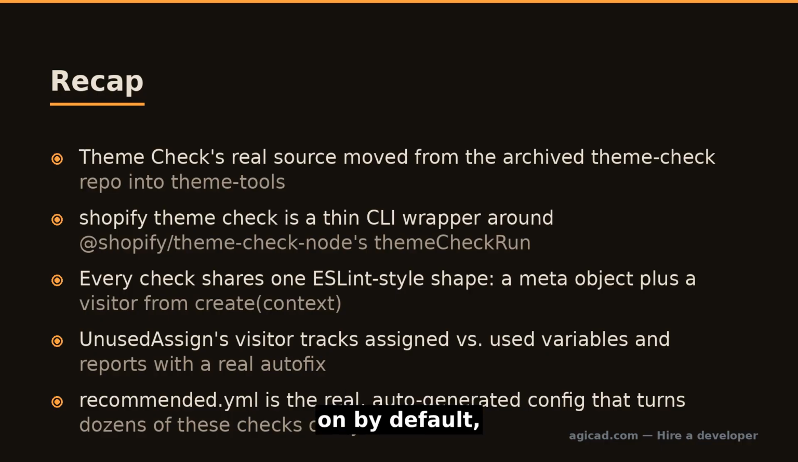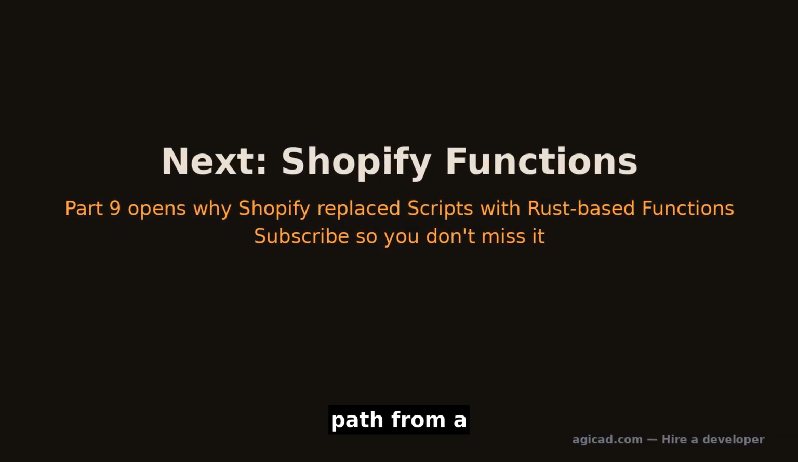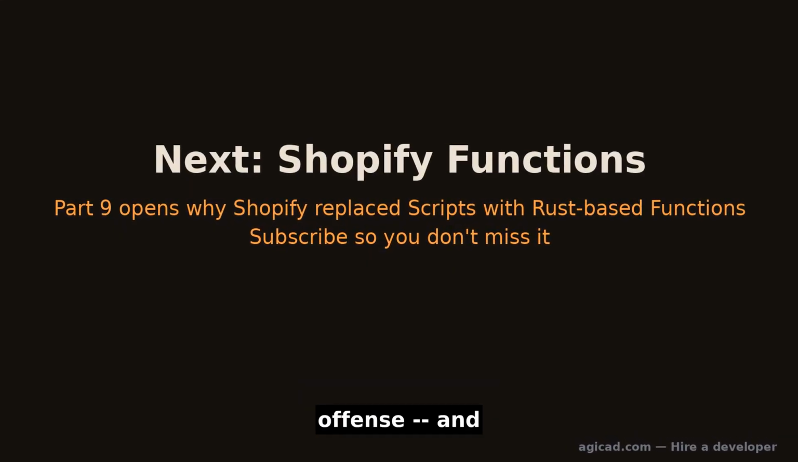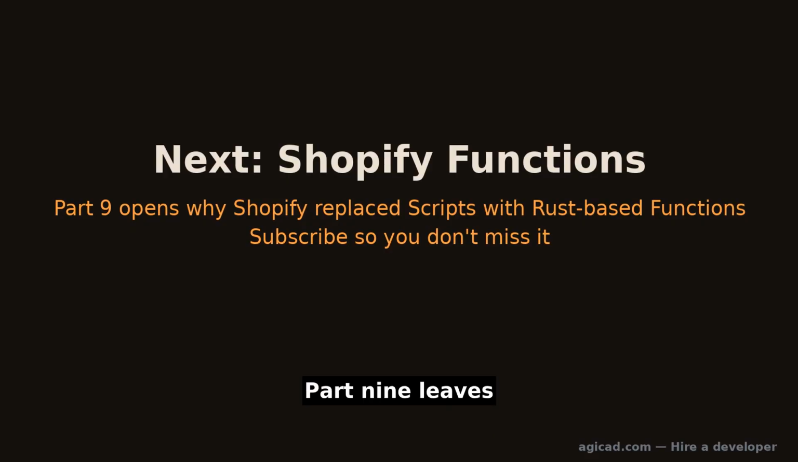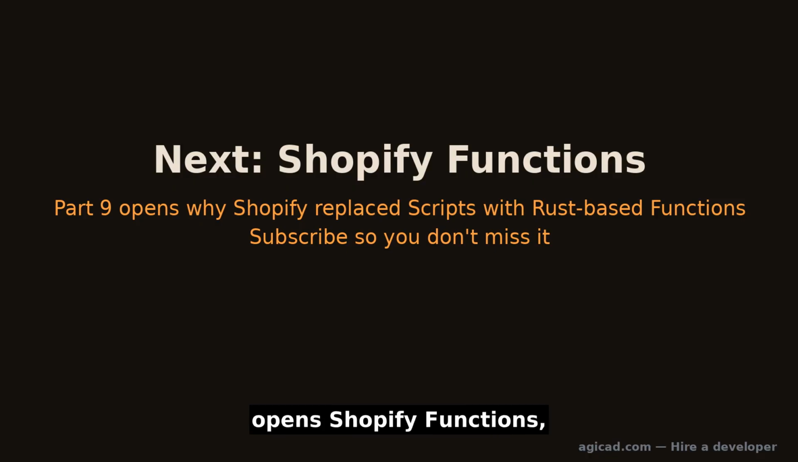That's the real path from a saved theme file to a reported offense in one complete real check, read from its meta object to its autofix. Part 9 leaves themes behind for a while and opens Shopify Functions, and the real reason Shopify replaced the old scripts platform with a Rust-based system instead.